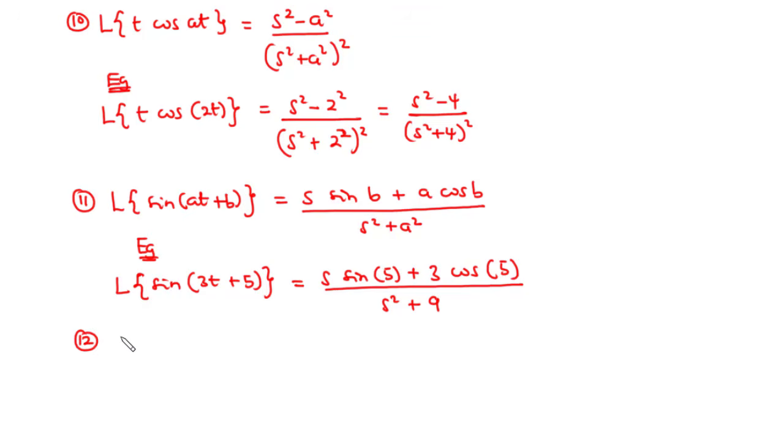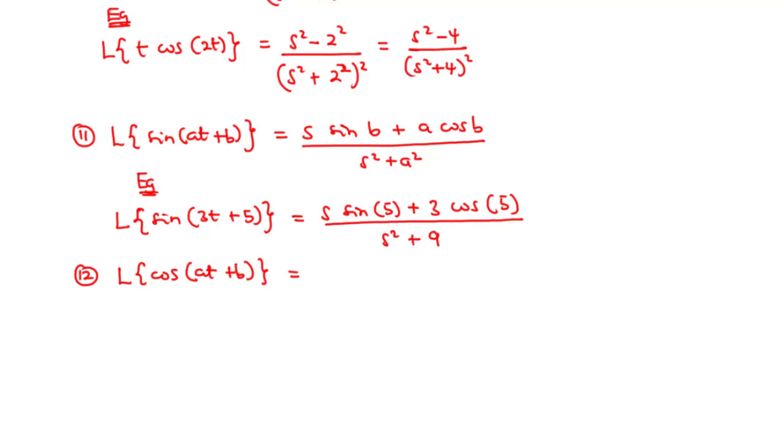To the 12th function, we have the Laplace transform of this time cos(at + b). We say this is equal to, so with the cos, we are basically going to interchange the positions of sine and cos, and then we negate the operation, so instead of addition, it becomes negative. So here we are going to have (s cos b − a sin b), all divided by, the denominator remains the same, s² + a².